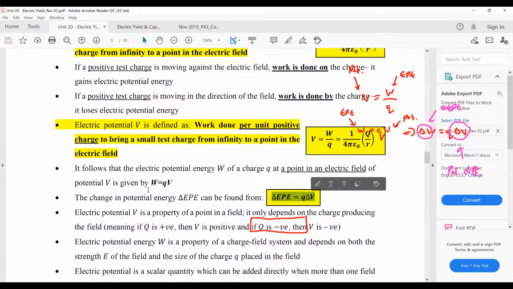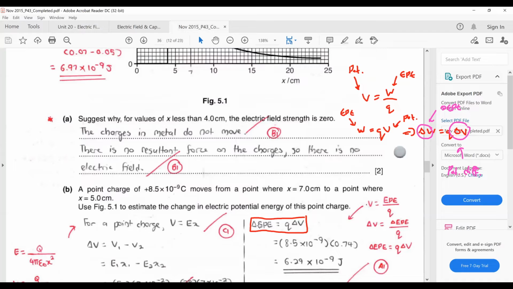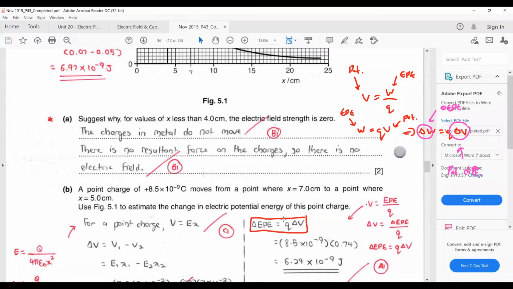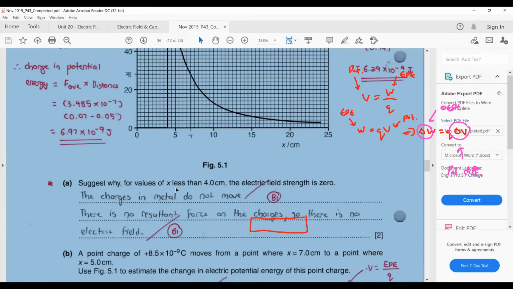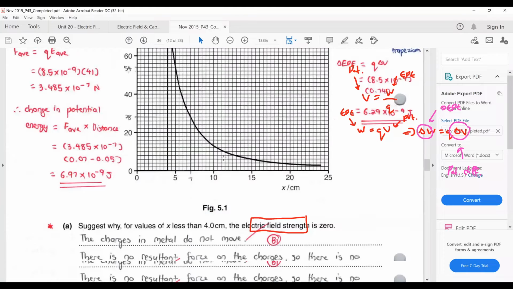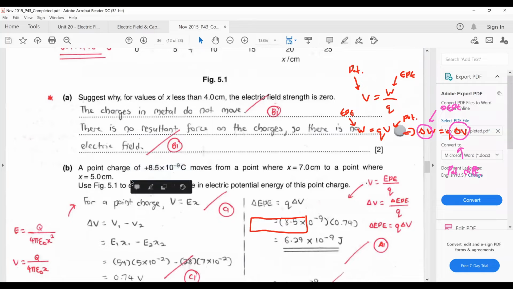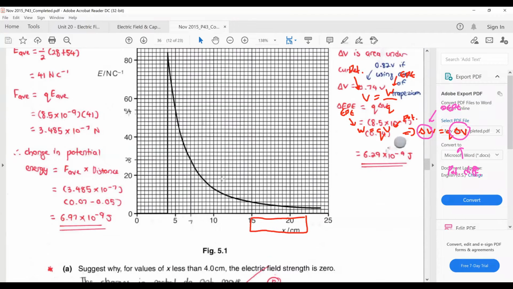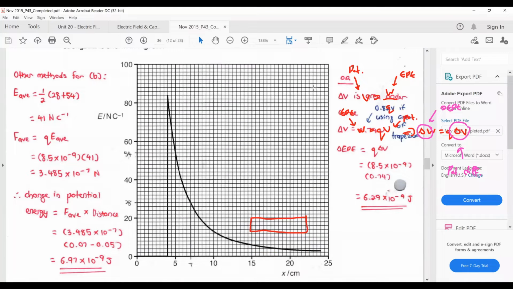The only difference here is that I changed the symbol W to EPE now so that it's easier to see. So here, if I wanted to find the change in electric potential energy, I need to know the charge and I need to know the potential difference between these 2 points, the 7 centimeter and the 5 centimeter point. I know the charge, which is given by this, but what I'm missing is the difference in potential between the 2 points.